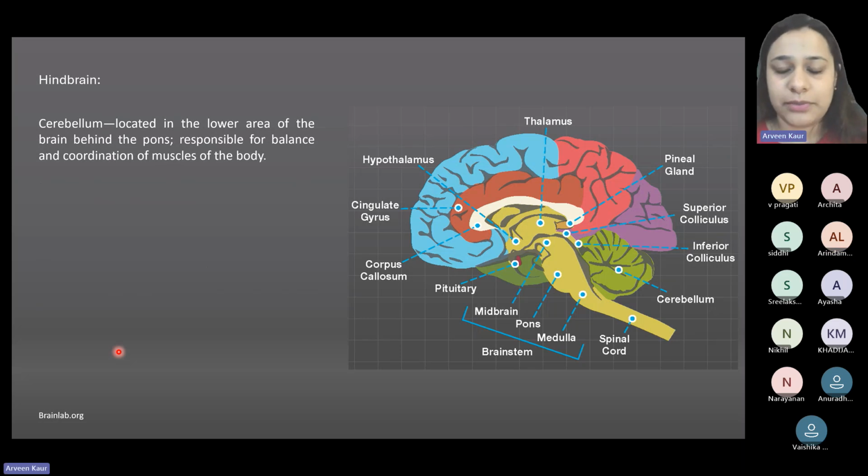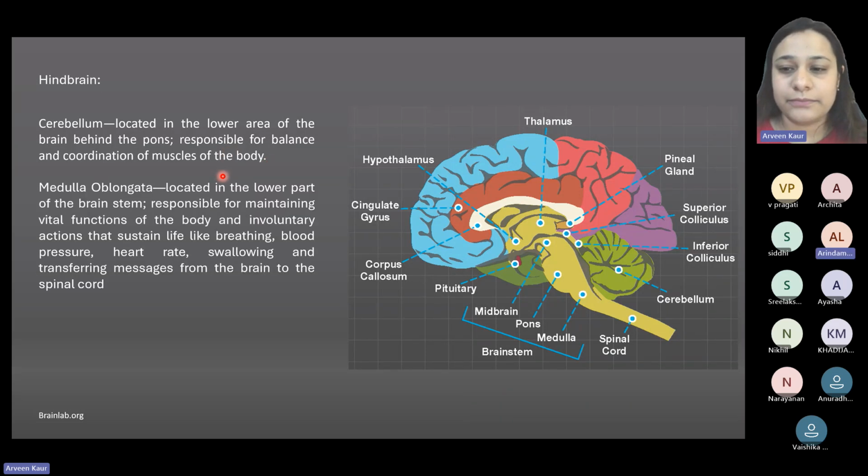Then we come to the hindbrain. The first part that we are going to discuss is the cerebellum, which is located in the lower area of the brain behind the pons, and it is responsible for balance and coordination of muscles of the body, right? Then comes the medulla oblongata, right?